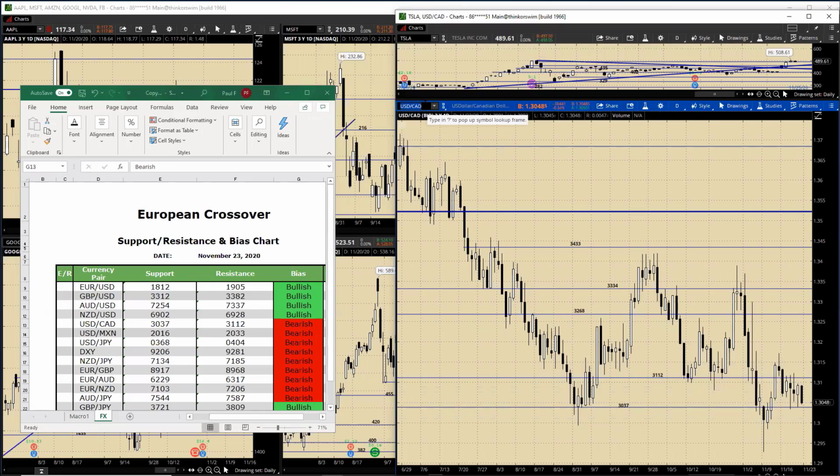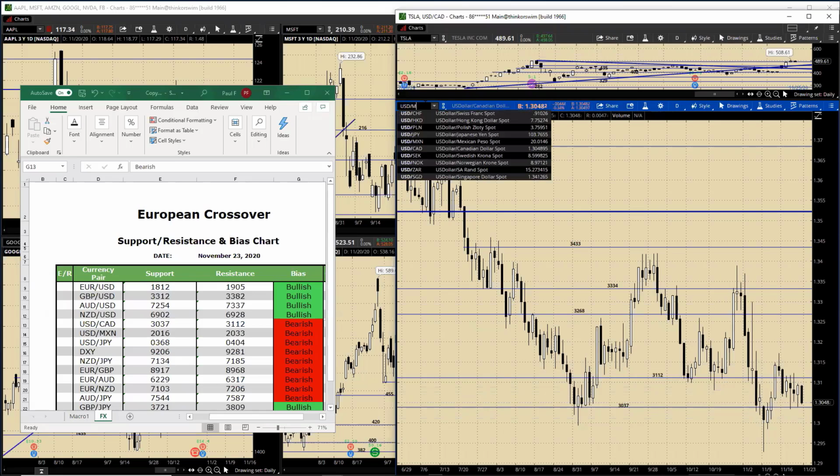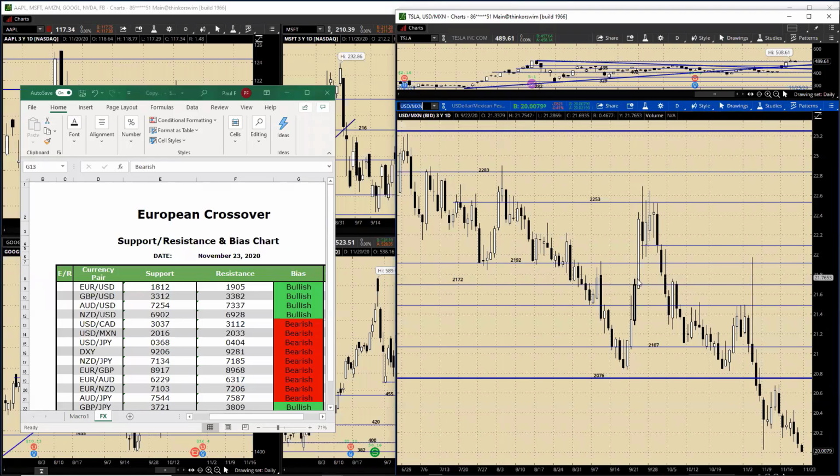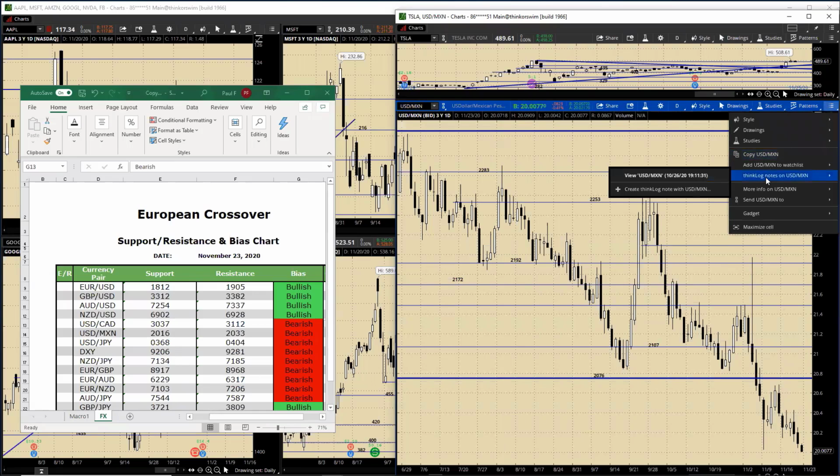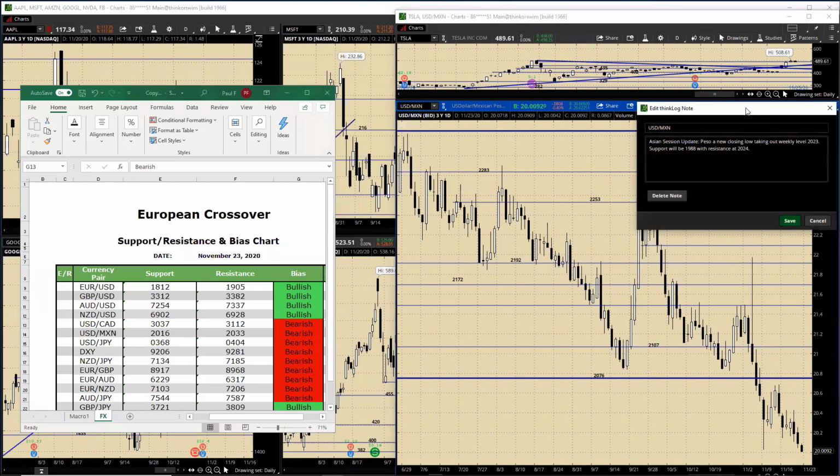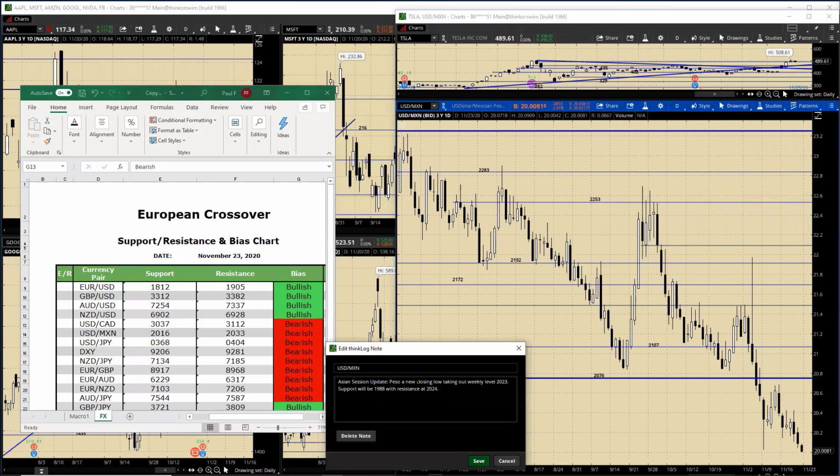On to the dollar peso. This thing is just horrible. I mean, absolutely abysmal. So the peso is a new closing low to take out the weekly pivot level of 2023. Support will be 1988 with resistance at 2024. And that's weekly support, 1988. And then 2024.